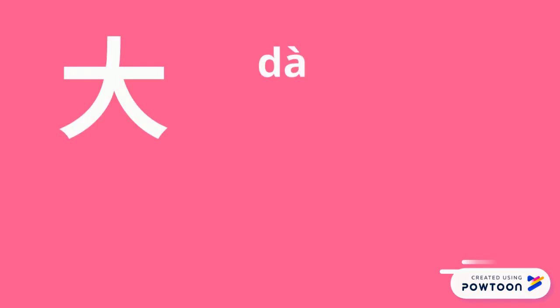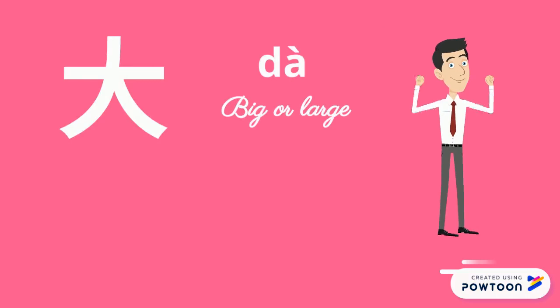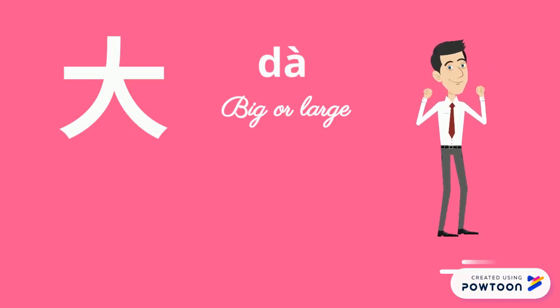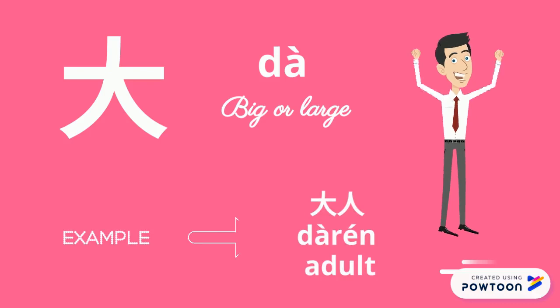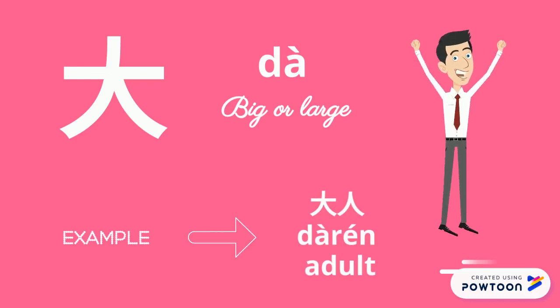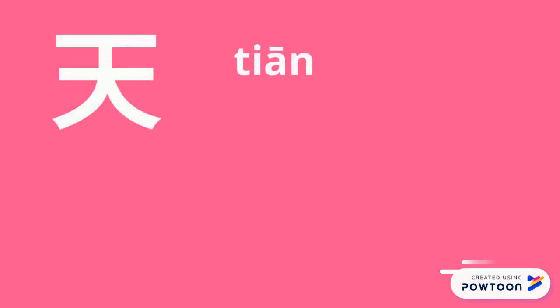Our first character is 大, which means big or large. 大 looks like a man having his arms stretched out telling about something really big. An example of 大 can be 大人, literally meaning big man or person, but it refers to an adult in Chinese.